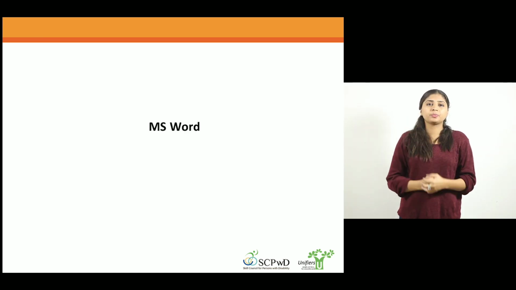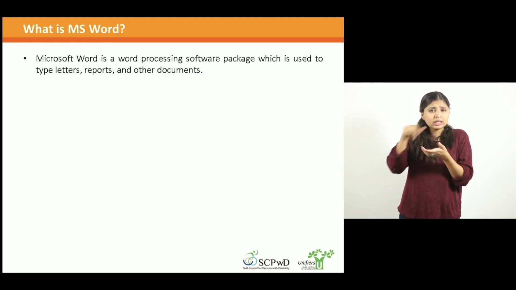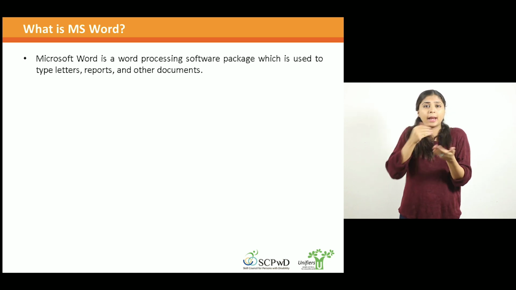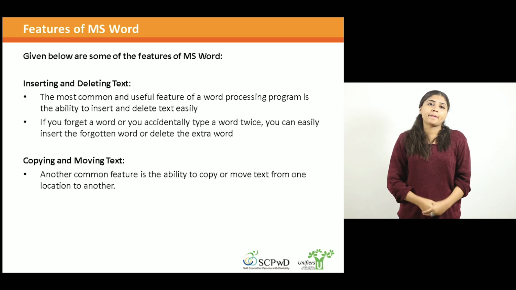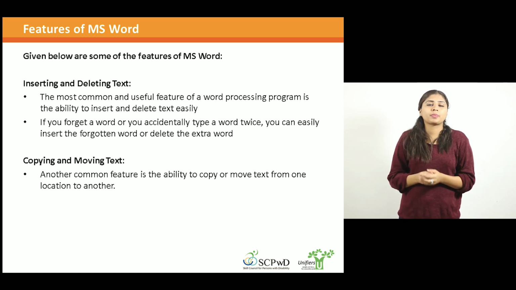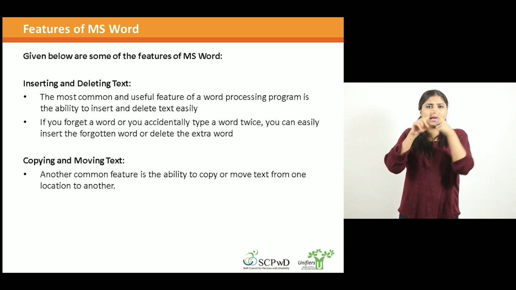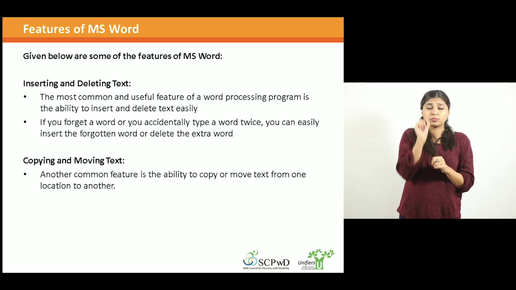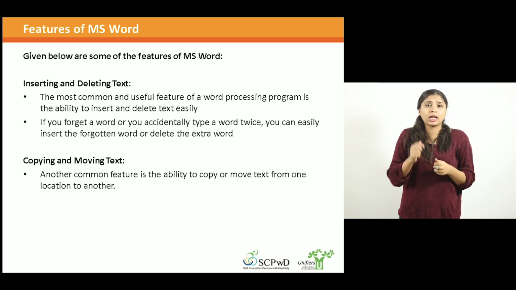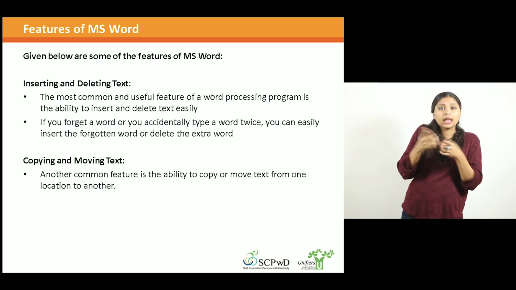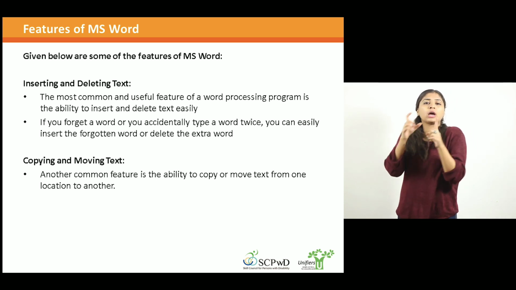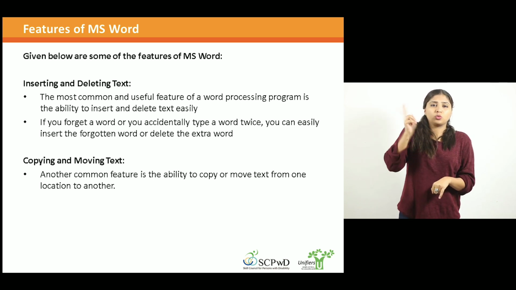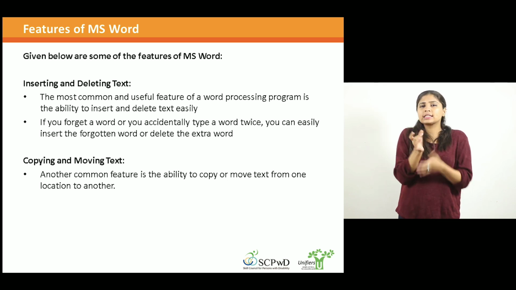What is MS Word? Microsoft Word is a word processing software package which is used to type letters, reports, and other documents. Features of MS Word. Given below are some of the features of MS Word. Inserting and deleting text. The most common and useful feature of the word processing program is the ability to insert and delete text easily. If you forget a word or you accidentally type a word twice, you can easily insert the forgotten word or delete the extra word.